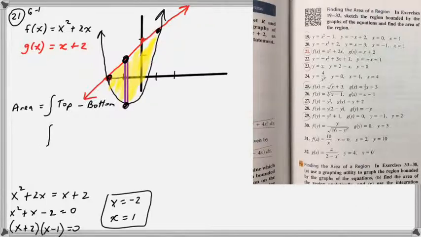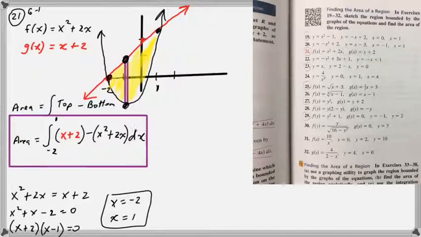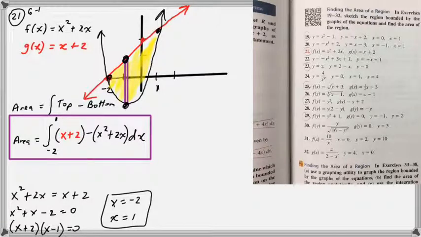So what curve is on top? I think it's the line, isn't it? X plus 2. And what curve is on bottom would be the parabola x squared plus 2x. It's going to be dx, and what are my bounds on the x-axis? -2 to 1. So I'm boxing this in because that's the setup for my area.